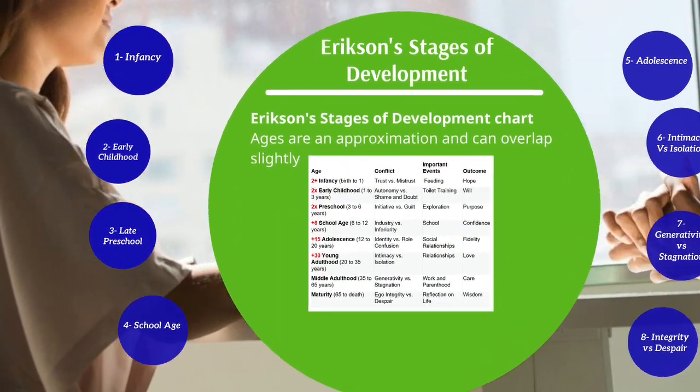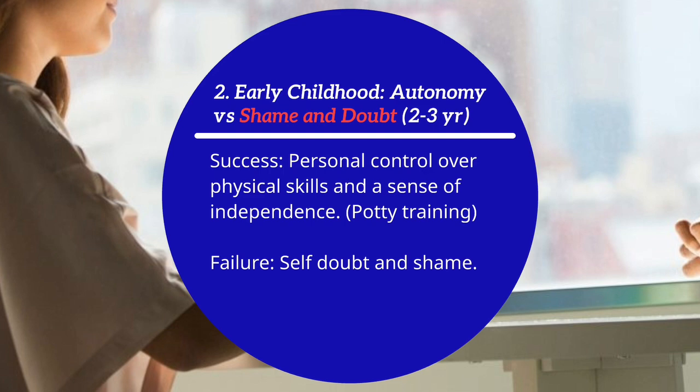Moving on to the next group, it's early childhood. Think about the baby now between 2 to 3 years old. This is autonomy versus shame and doubt. Autonomy versus shame and doubt. Success in this stage means personal control over physical skills. The child is trying to walk around, finding things, falling, touching, and able to wander around the world.